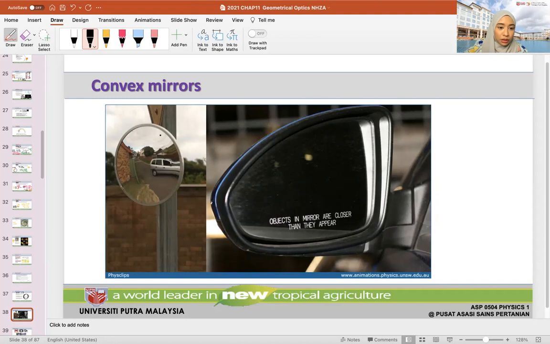And then you also have this convex mirror near a junction that has a blind spot. So convex mirrors are used to help drivers avoid accidents, no? Okay, so those are examples of convex.